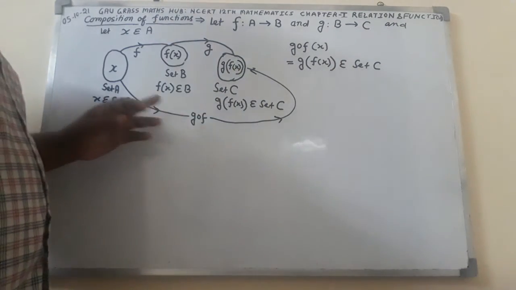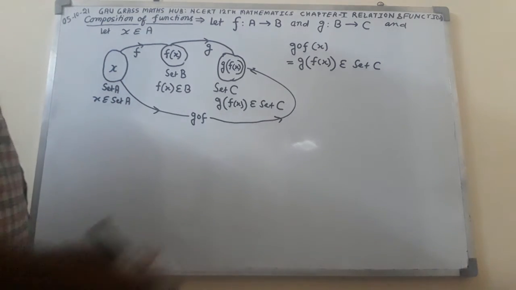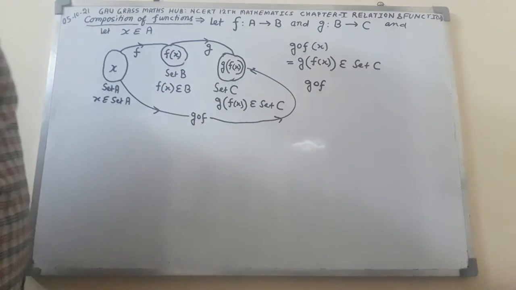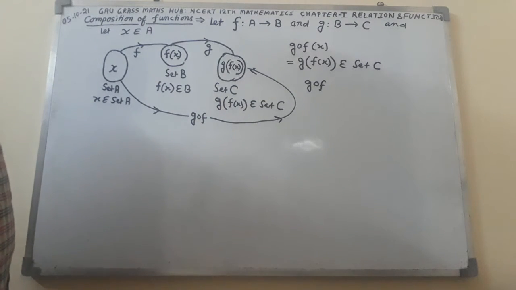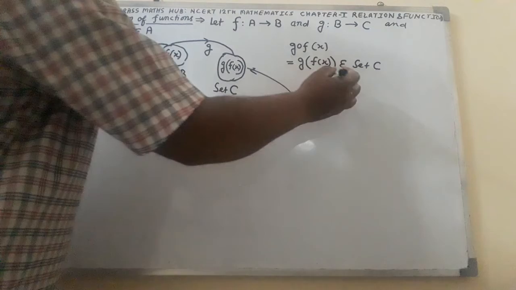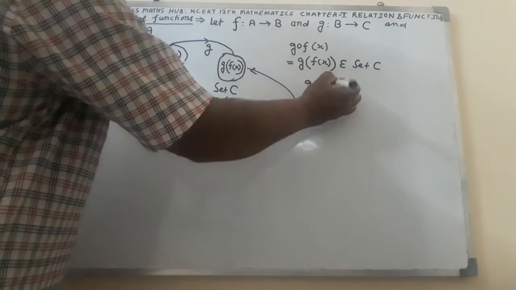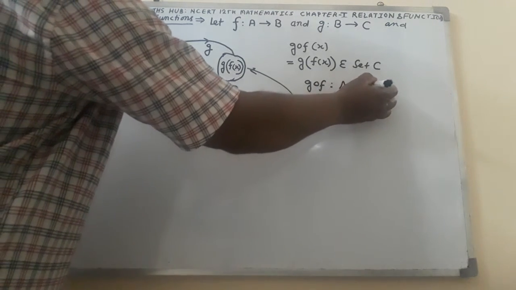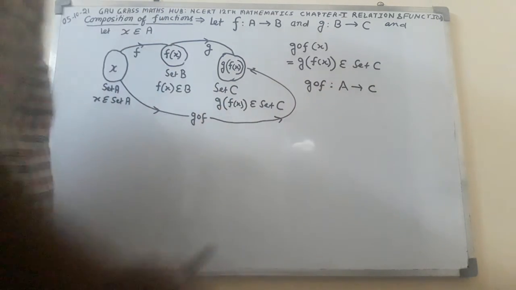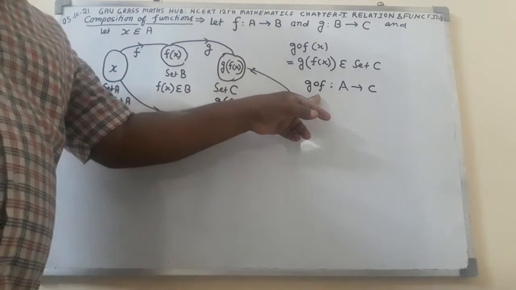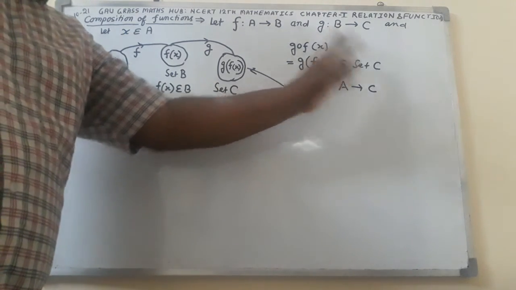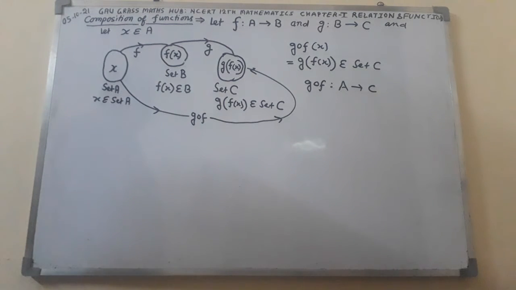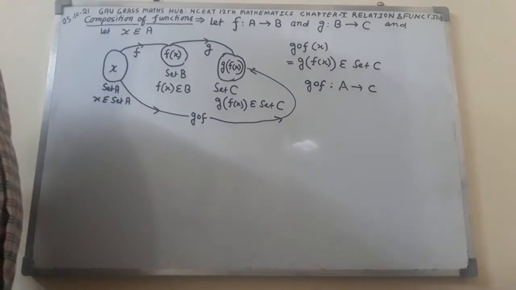That's why gof will be a relation from A to C. gof is from A to C. This is the composition of functions. You must remember it with the help of the diagram.